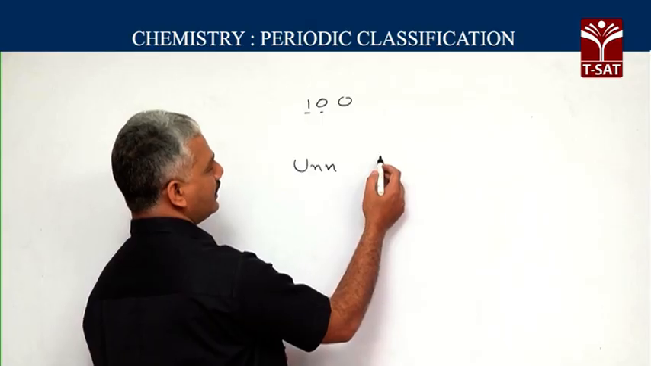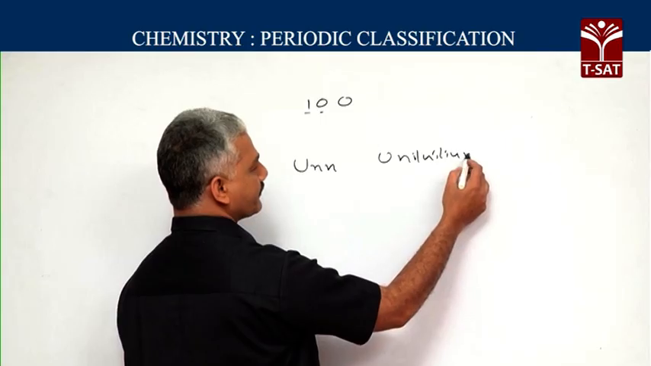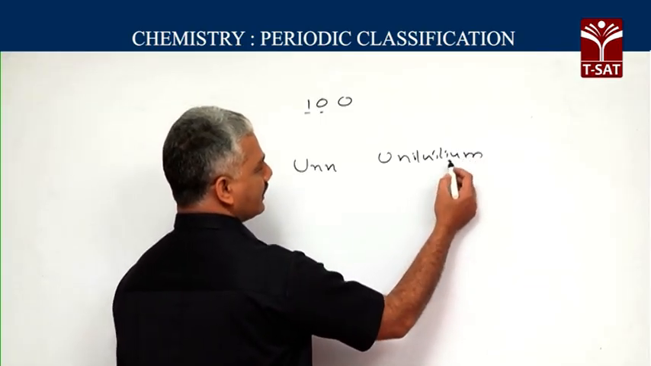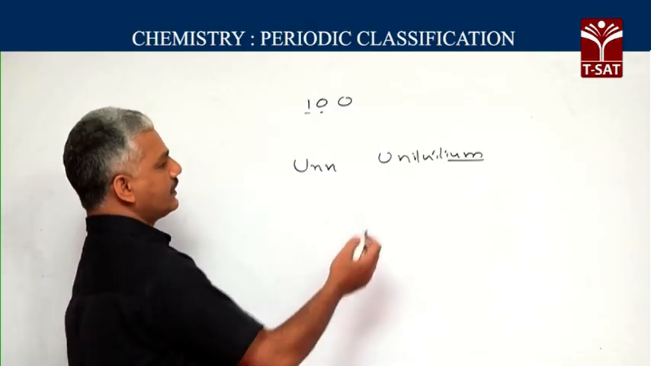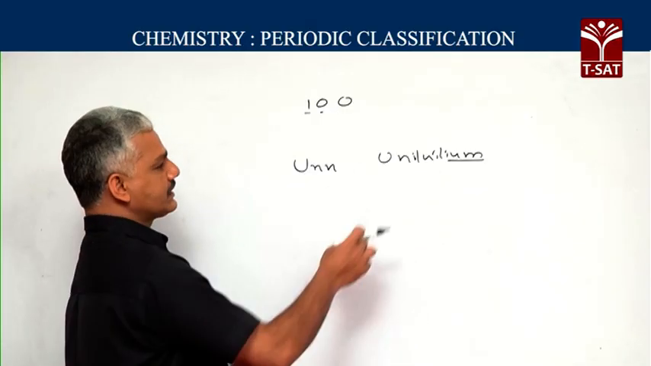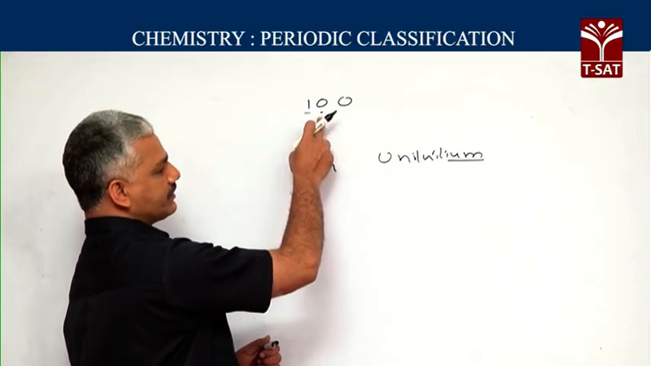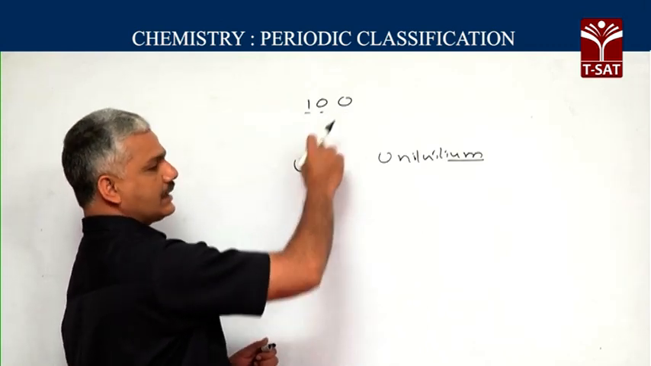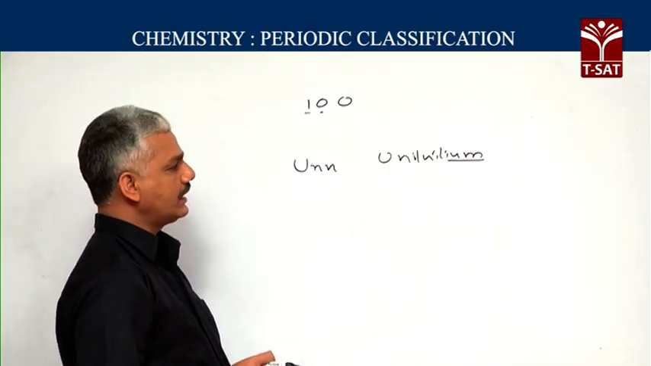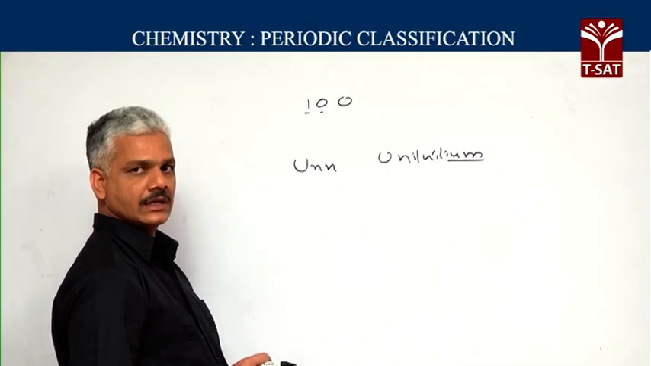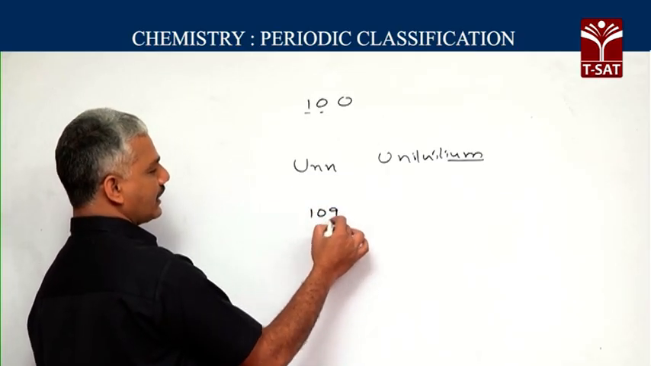So, it should be called unnilnilium. The name of the element should end with the suffix ium. The meaning of this name is: un means it begins with 1, nil means the next number is 0, another nil means another digit is also 0, and the convention is that the name of the element should end with the suffix ium.